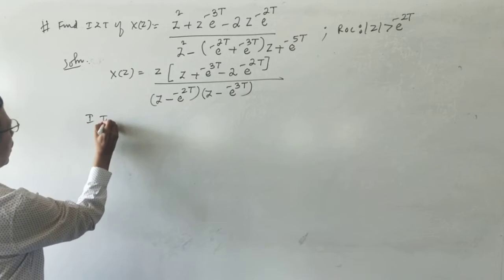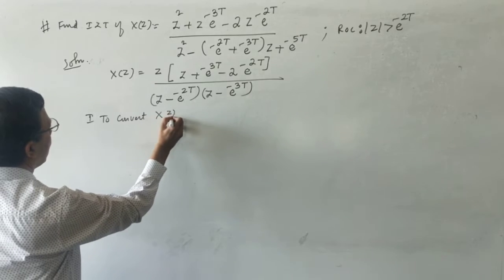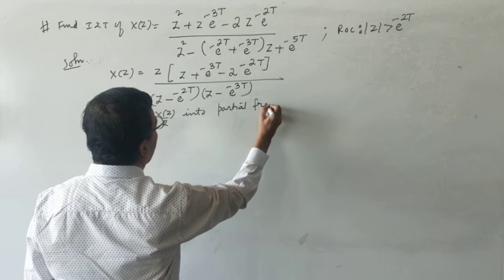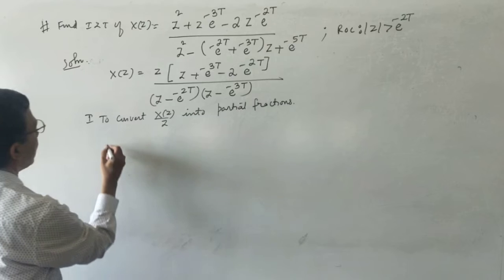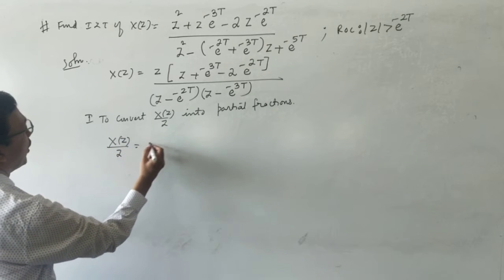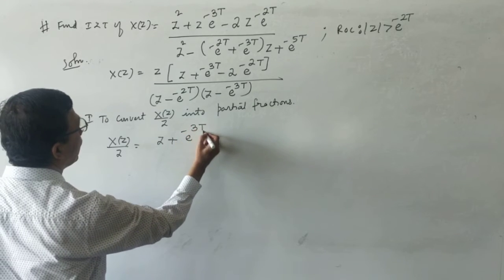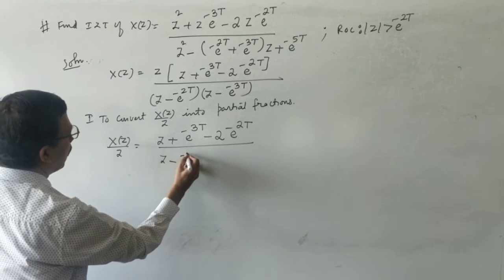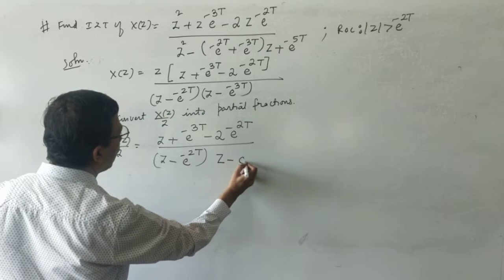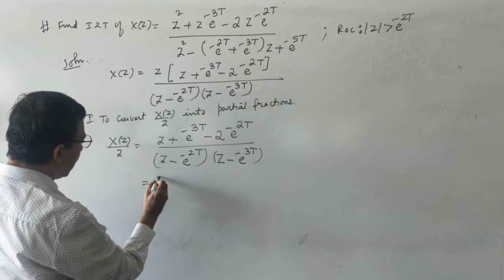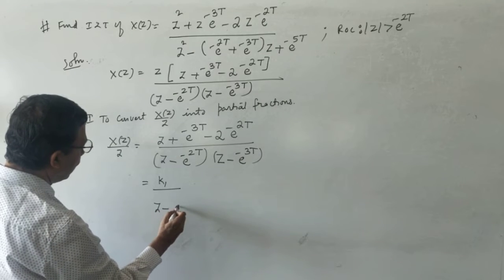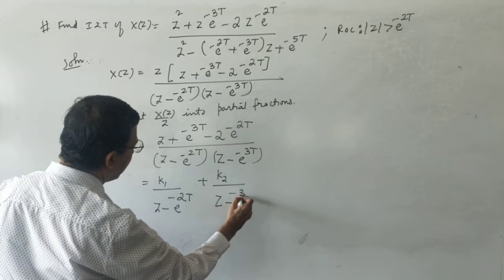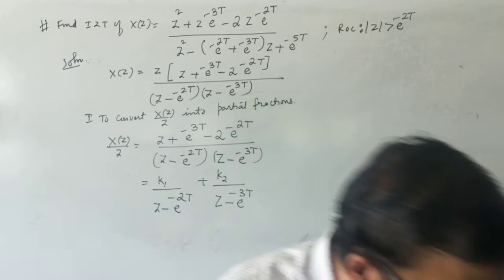Step 1. Convert X(z)/z into partial fractions. So what is X(z)/z? X(z)/z equals (z + e^(-3T) - 2e^(-2T)) divided by (z - e^(-2T))(z - e^(-3T)). This is nothing but K1/(z - e^(-2T)) + K2/(z - e^(-3T)).